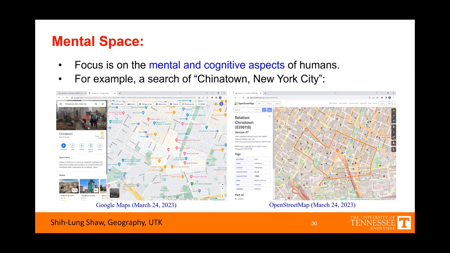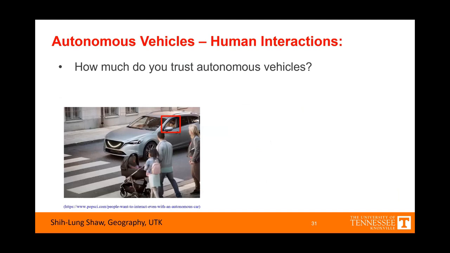There's no official boundary of Chinatown. Chinatown is perceived, created by people's perception and understanding. We also published a paper a few years ago on how we could use all these photos posted online to help us better understand how people perceive the boundaries of these different places. I don't have time to get into that, but this is an example. How do we handle these kinds of features in GIS?